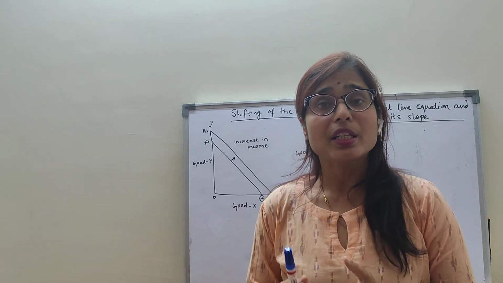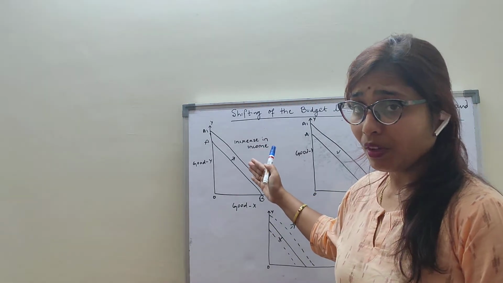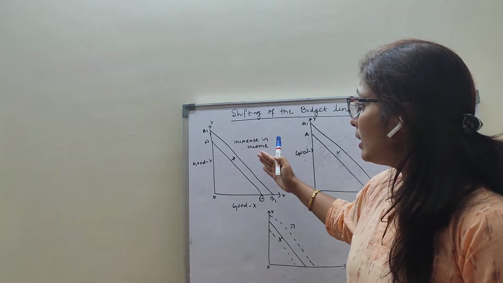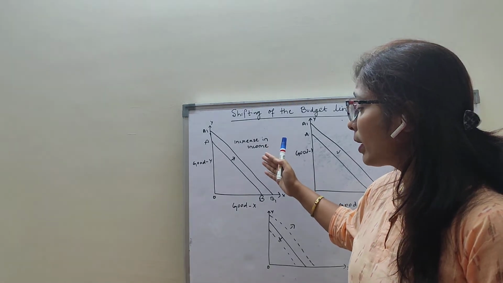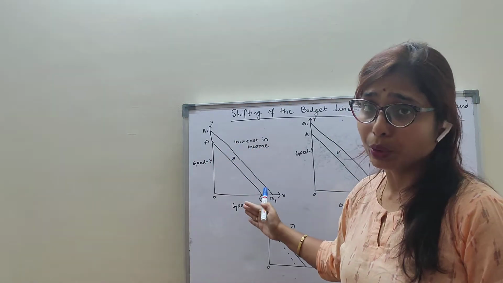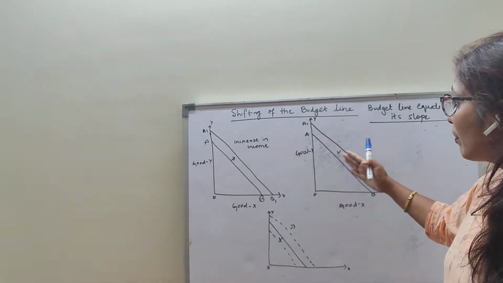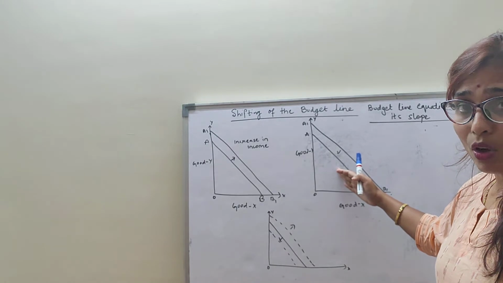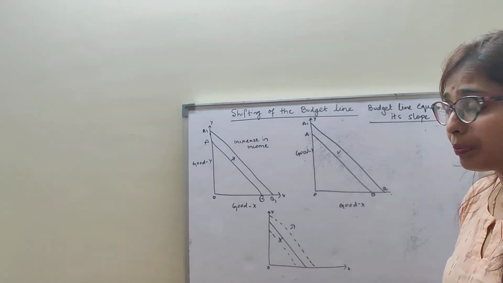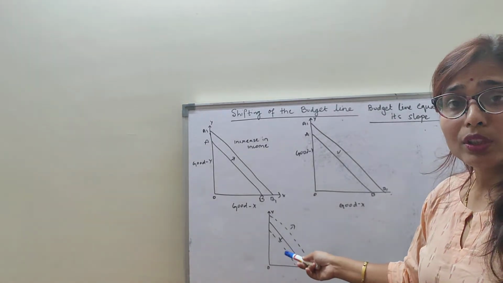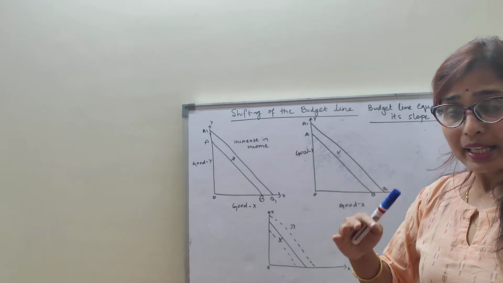When there is a change in income of the consumer, the budget line shifts parallel. So when there is an increase in income, the budget line shifts rightward because the consumer now can buy more of both the goods. Same way, when there is a decrease in income, there is a leftward shift in the budget line because the consumer would buy less of both the goods. Clear?